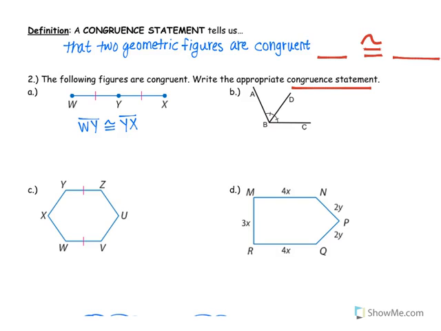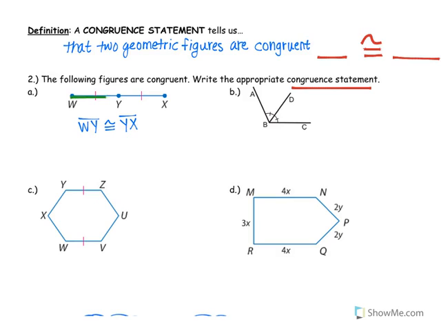Looking at number 1, what I see in this picture is a whole line segment, right? And then I see a point that breaks up that line segment. It looks like almost in the middle, okay? But most importantly, I see these 2 tick marks here. And remember, tick marks mean that those segments or that geometric figure are congruent. They have the same measure right now.